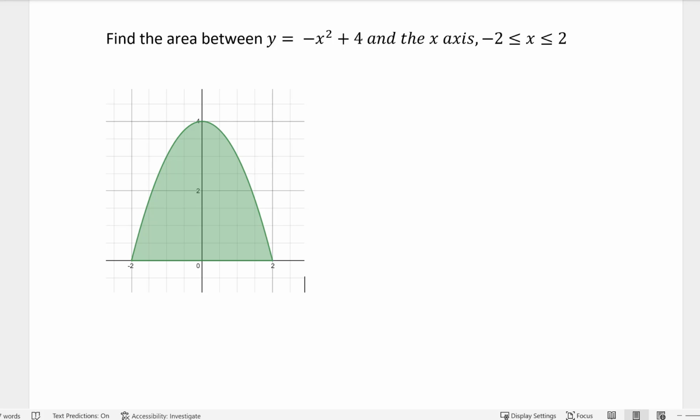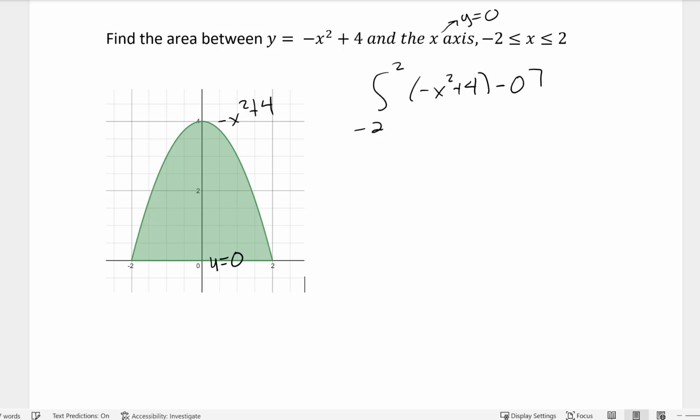So our next example, we have find the area between y equals negative x squared plus 4 and the x-axis, and we're going from negative 2 to 2. So this time what we notice is this parabola, our curve is above the x-axis, so this negative x squared plus 4 is on top, and this y equals 0 is on the bottom. Also, I'm thinking you're probably starting to see that sometimes I write y equals 0 and sometimes I write the x-axis. Same thing.